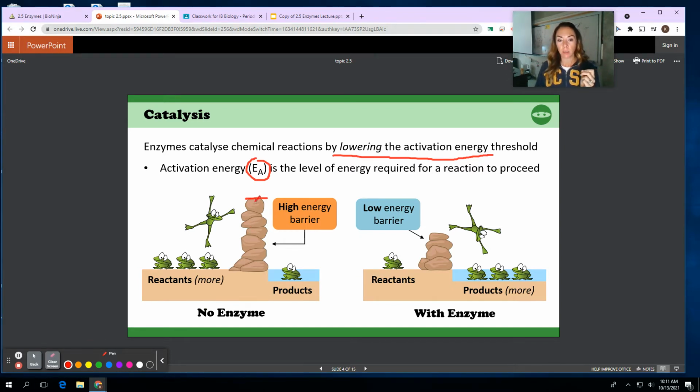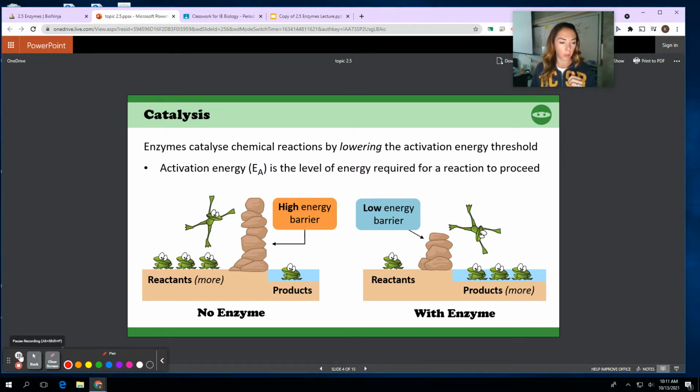What an enzyme does is lower the amount of energy that's needed. So instead of having to have this much energy, it lowers it. So it actually reduces the amount of energy. It's an efficient way to break down that substrate by lowering the activation energy. You don't need to draw these frogs here, but it's probably good to know that's what we're looking at.